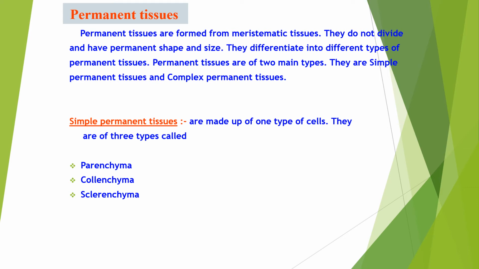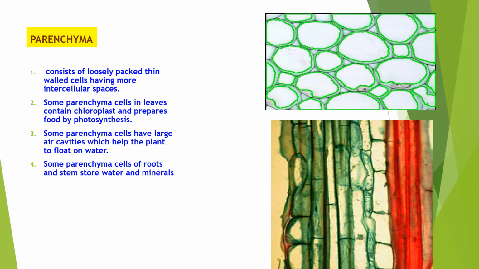So simple permanent is made up of three types of cells: the parenchyma, the collenchyma, and the sclerenchyma. We shall study in detail about these three different types of cells. First, let us look at parenchyma.